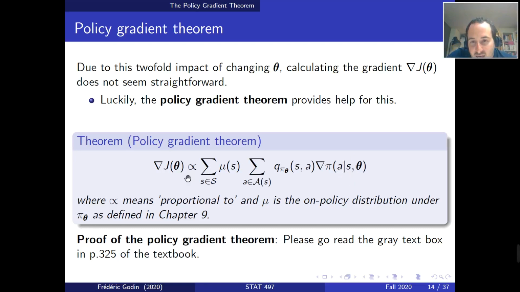This sign here means proportional. It's not exactly equal to that, but equal up to some scaling constant. And mu, recall, is the on-policy distribution. If you forgot about that, please go back to chapter 9 to remember what it represents. But in a nutshell, it's basically the long-term proportion of time you spend in the various states S.